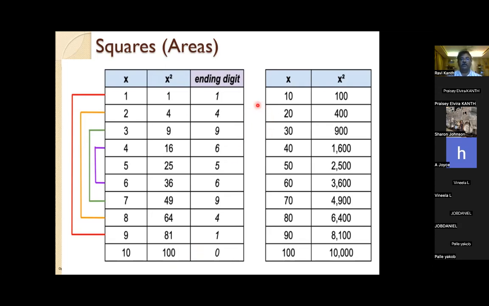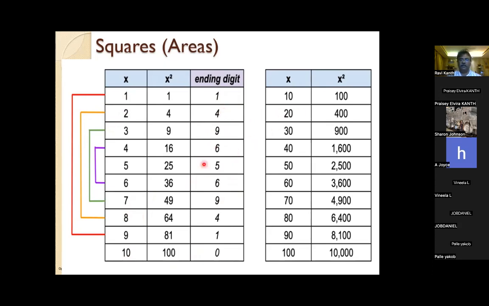So this is squares. What I'm telling here is, when you know the last digit, you know what the digit is. If it's 4, it can be either 2 or 8 only. No other digit.